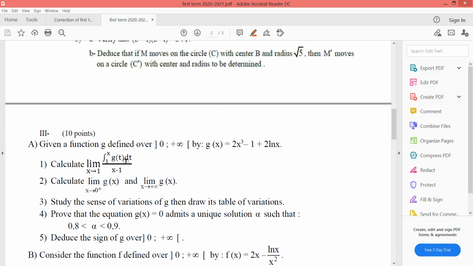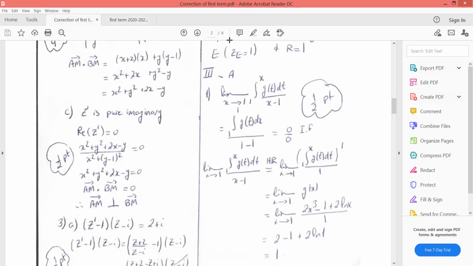So to calculate this, we replace x by 1. By replacing x by 1, we get the integral from 1 to 1 over 1 minus 1. The integral from 1 to 1 is 0, and 1 minus 1 is 0. We get 0 over 0, indeterminate.